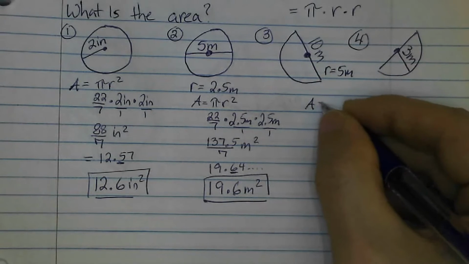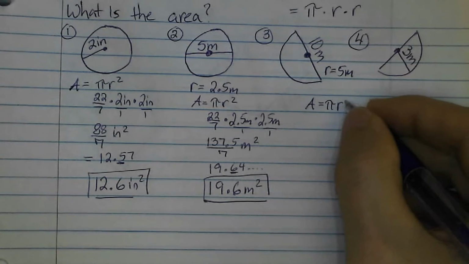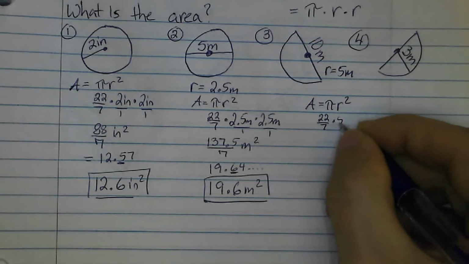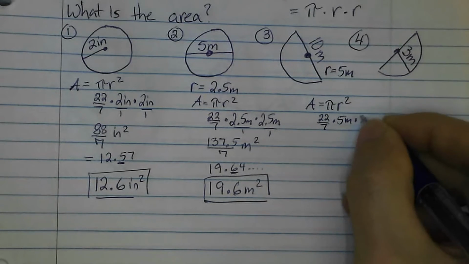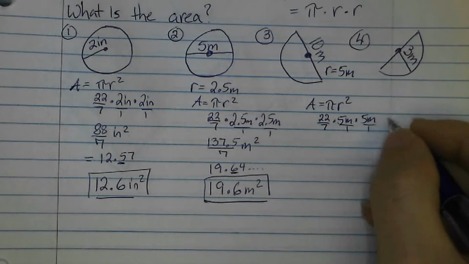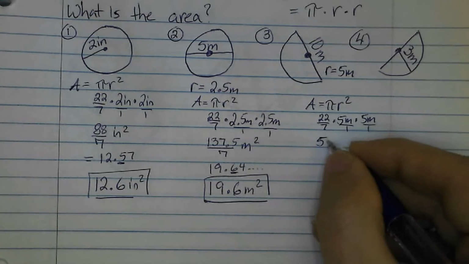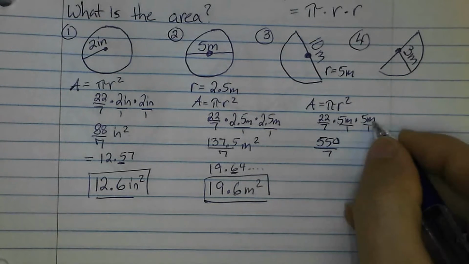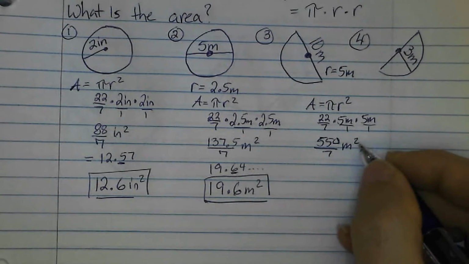So, the formula we have: area equals pi times radius squared. So I have 22 over 7 times 5 meters times 5 meters. And I can make those into fractions by putting them over 1. When I multiply straight across, for my numerator, I end up getting 550. And for my denominator, I end up getting 7 meters times meters, meters squared.